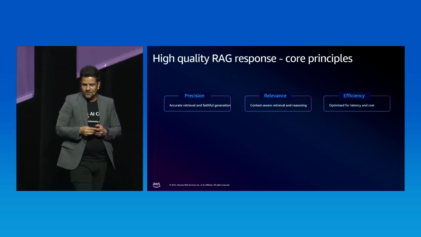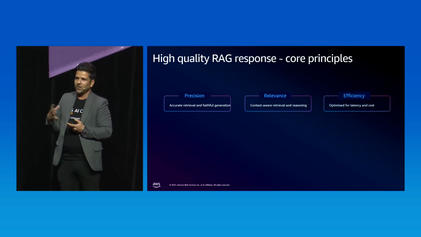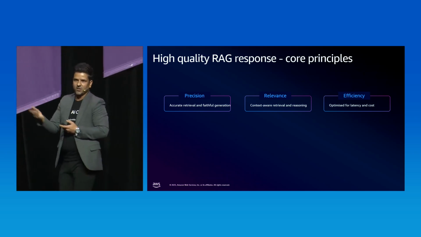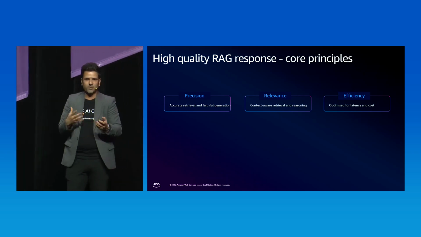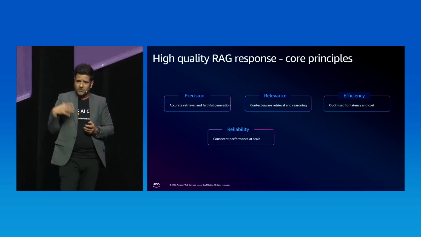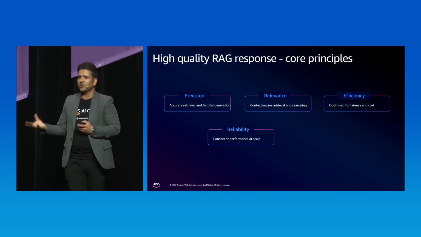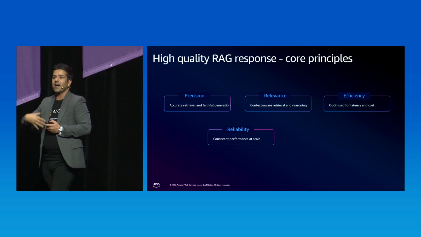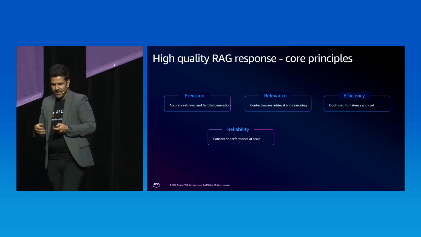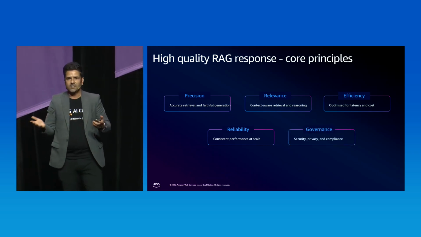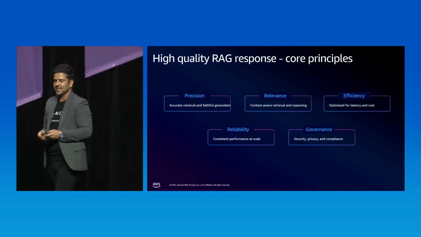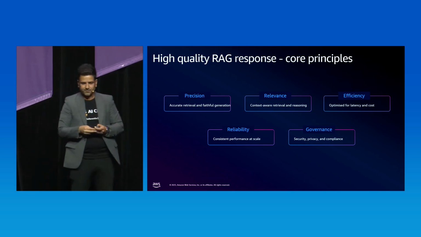So, and then the third one is just efficiency. You need to make sure that whatever response you are generating actually comes with a lower cost, because cost is going to be a very important aspect, especially for all these generative AI use cases. Reliability is another thing. If you start to scale your vector database, or you start to have more types of query, then you need to have consistent performance at scale. And then the last one is governance. You need to make sure you are addressing all those compliance, security, and key requirements that you have for your AI use cases.